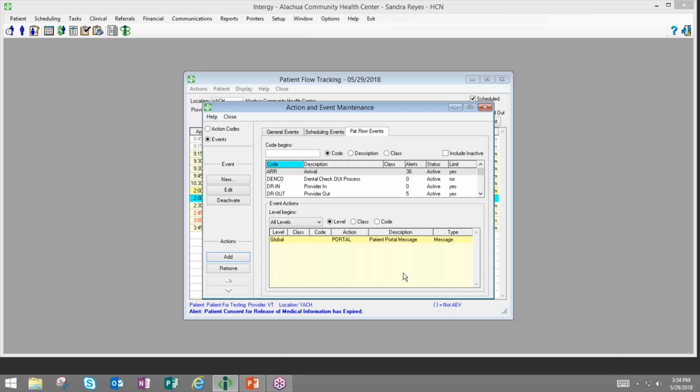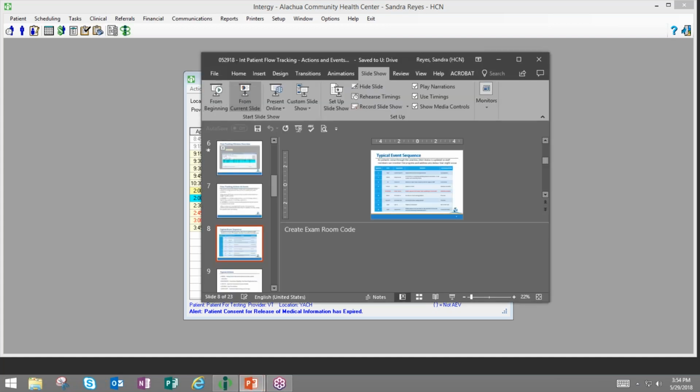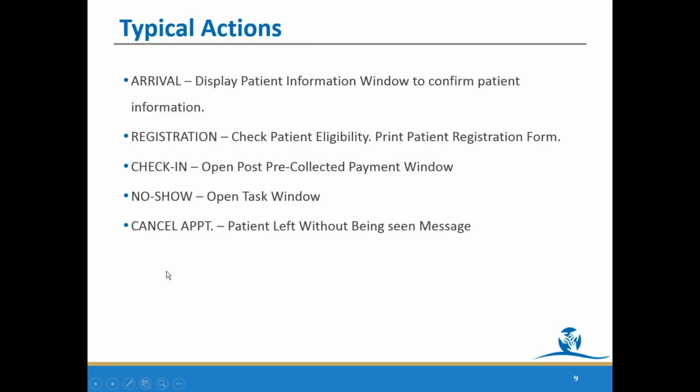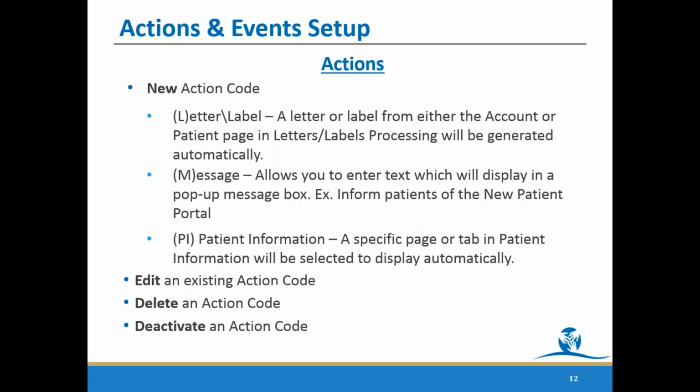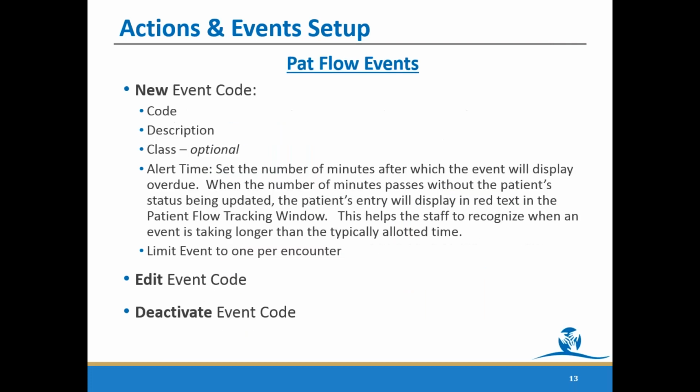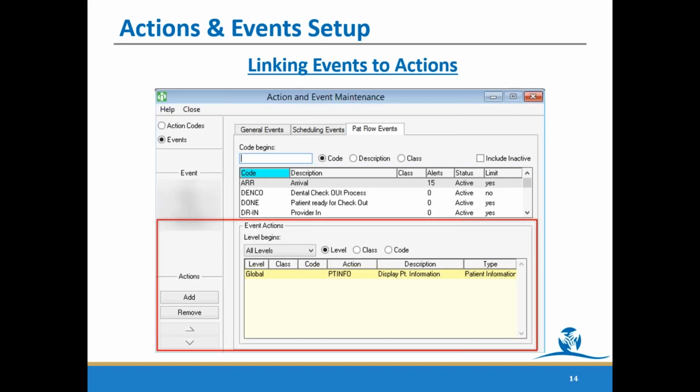So now we know what actions and events are. Okay, we know how to set up an action. We know how to add an event and how to link the two. Okay. And again, you can populate letters and labels, you can create a message, or you can open the patient information window in different pages. Okay?